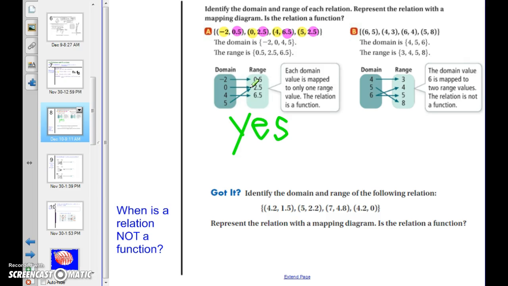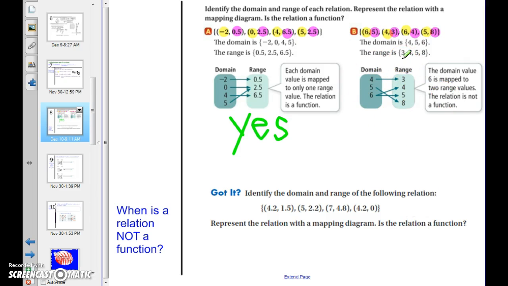However, right over here, we did the domain again. We got 6, 4, 6, 5, and do you see they put them in numerical order? That's important too. And then they went to 5, 3, 4, and 8. Now look in this one right here.